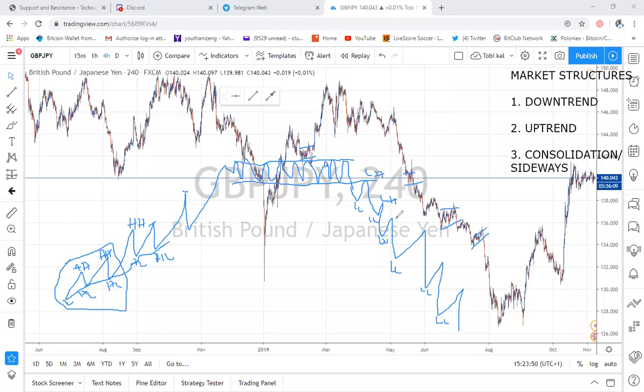So what we're simply saying is, every high that is formed is lower than the previous high. This high is lower than this high, this lower than this, this one lower than this. There would be situations like this for a downtrend.